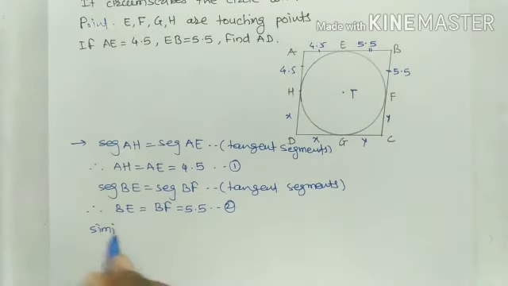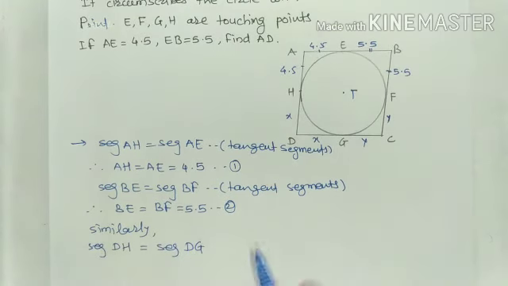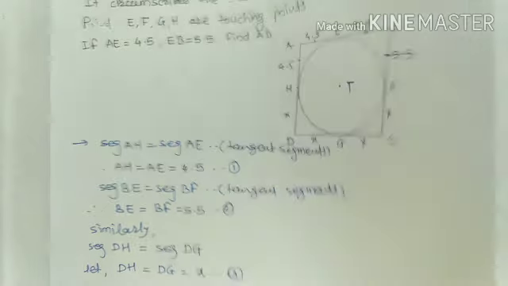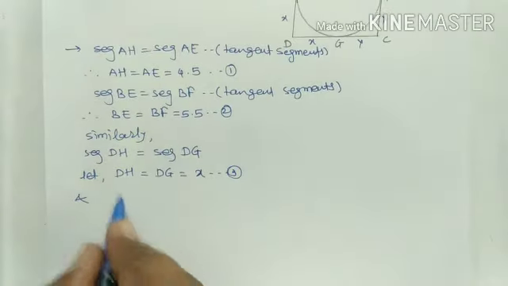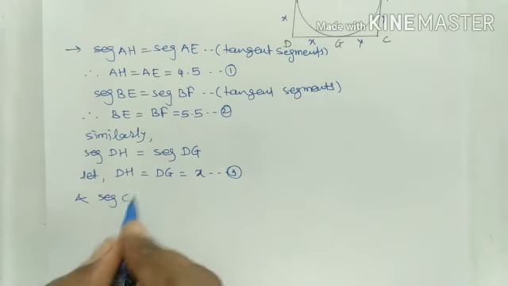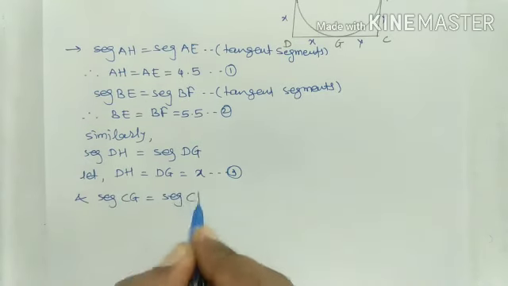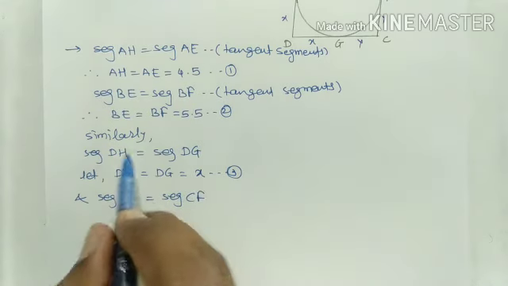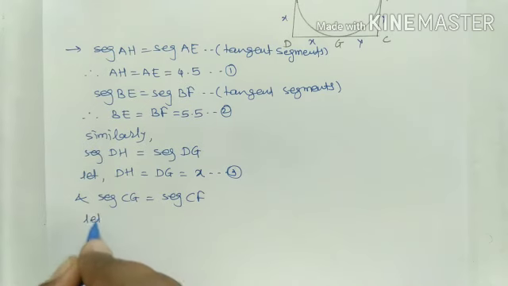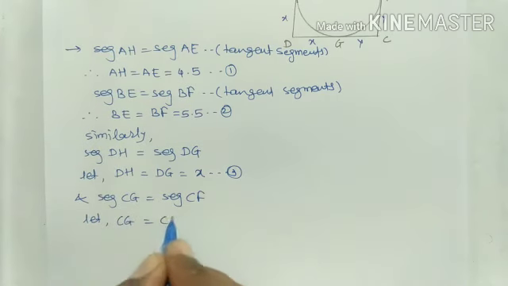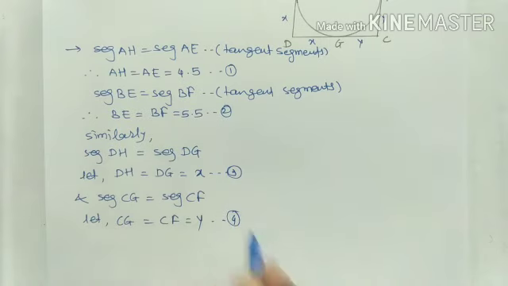सिमिलरली तर आपल्याला हे रिझन लिहिण्याची आवश्यकता पडणार नाही. This DH equals DG, and then let DH equals DG equals x, याला number देऊया 3, and then CG equals CF, because these are also the tangent segments, आपण इथं similar लिहिलेला आहे. Then let CG equals CF equals दुसरं letter घेऊया आपण y.